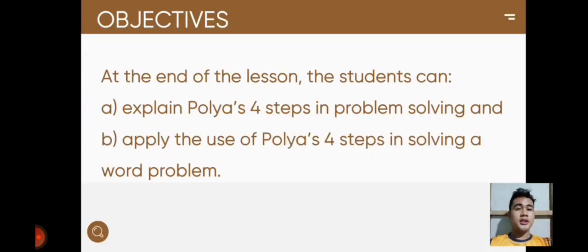For our objectives at the end of the discussion, the students can first explain Polya's 4 steps in problem solving, and apply the use of Polya's 4 steps in solving a word problem.